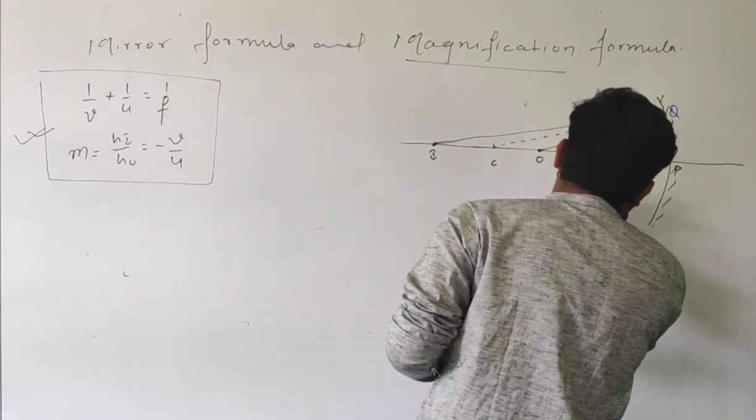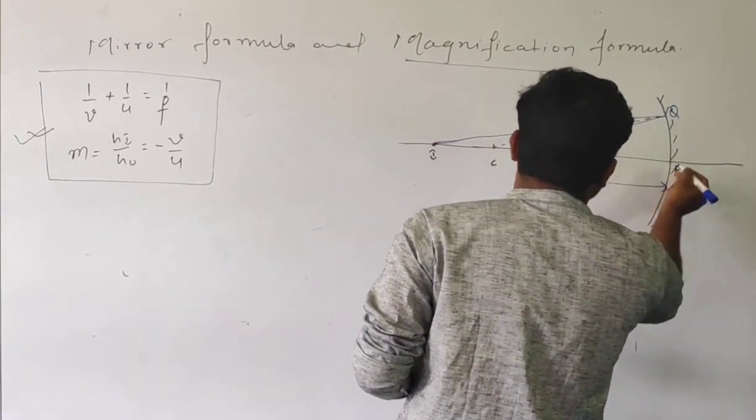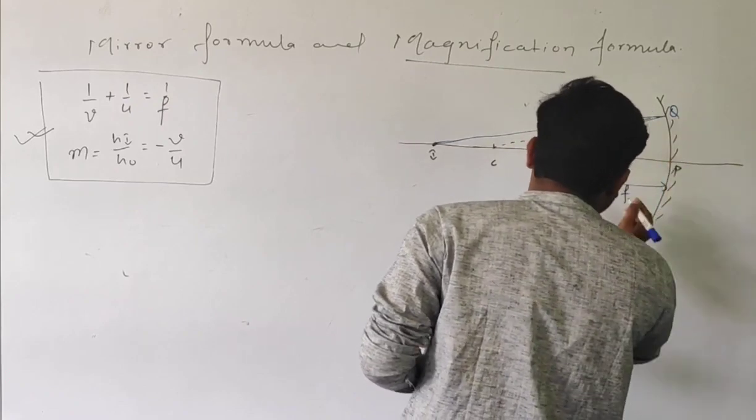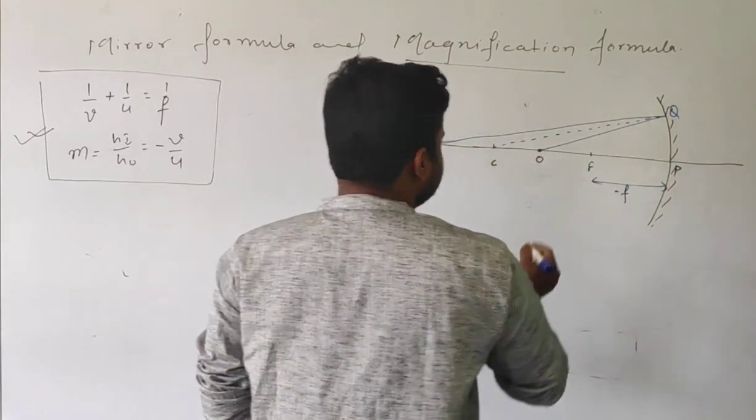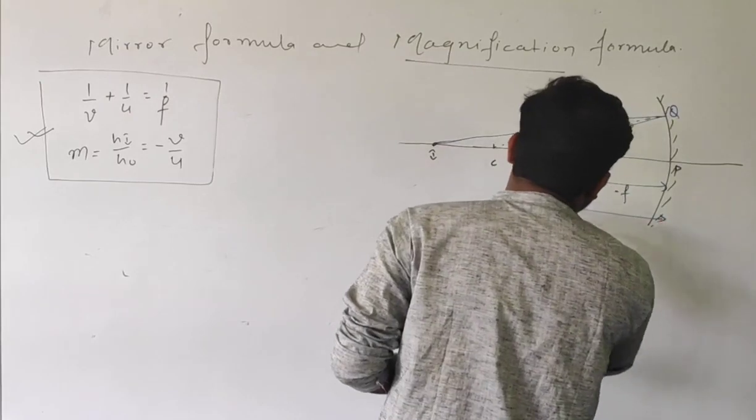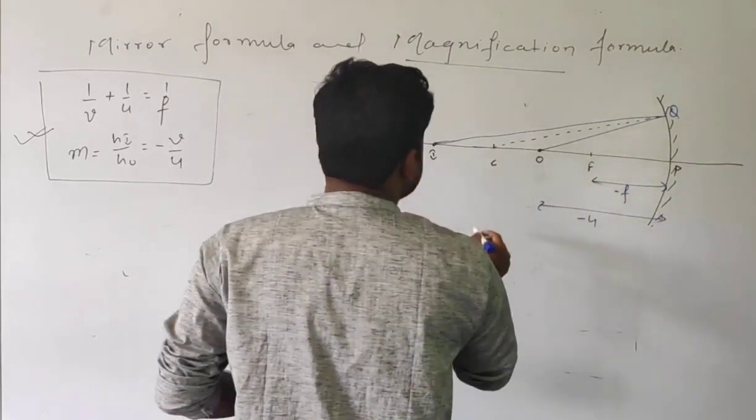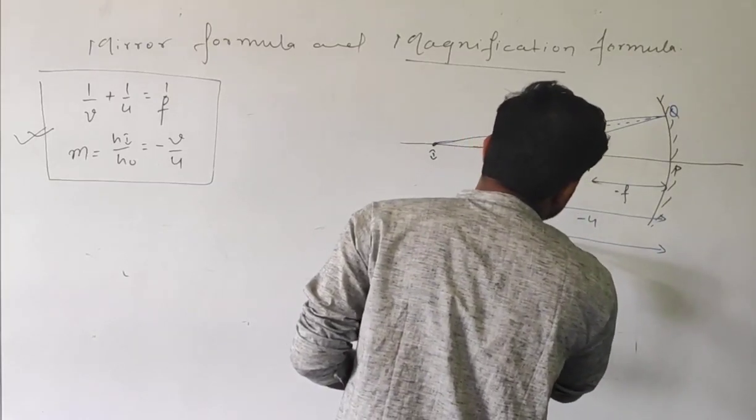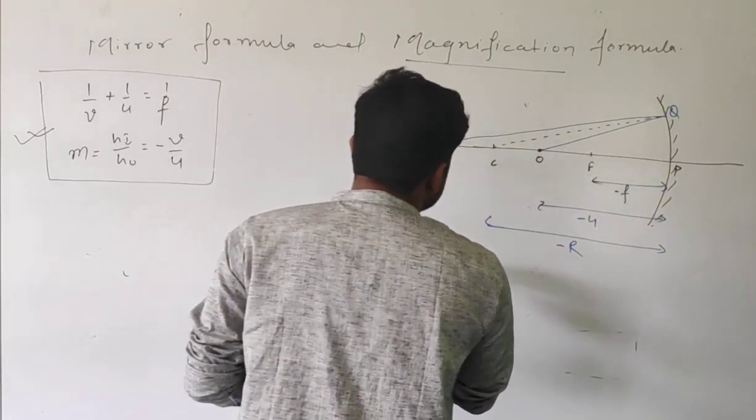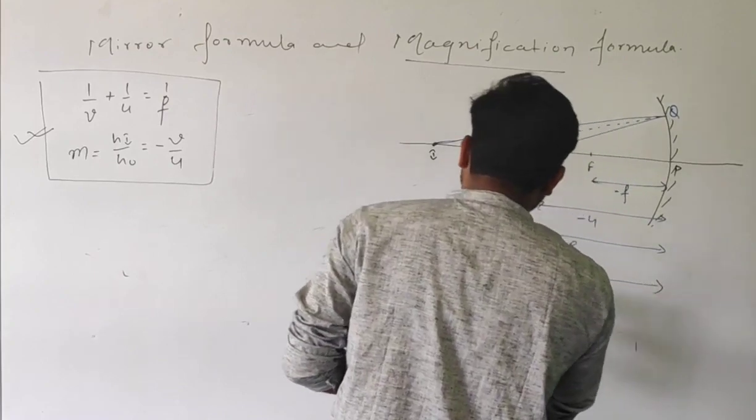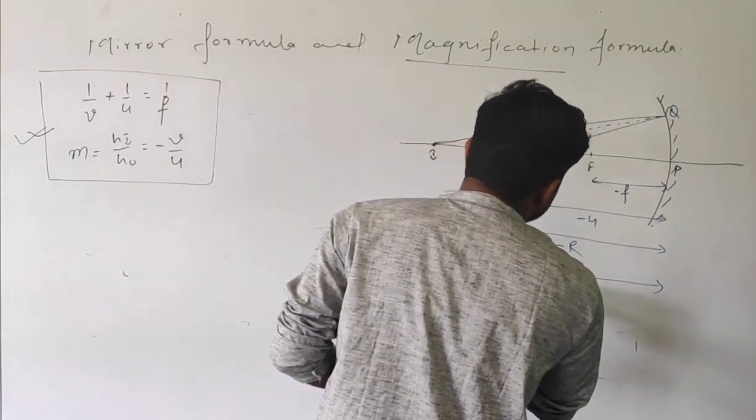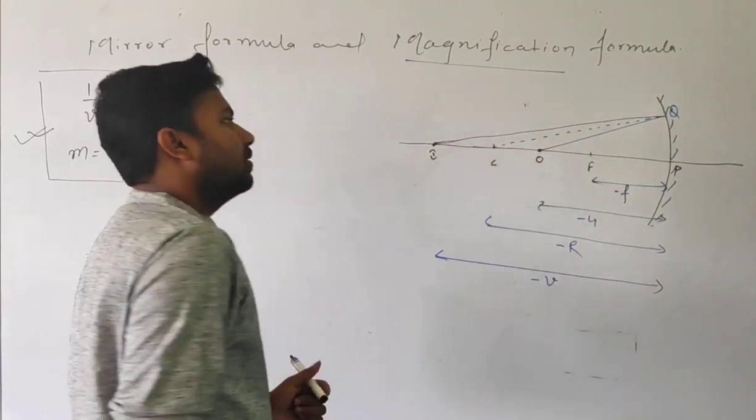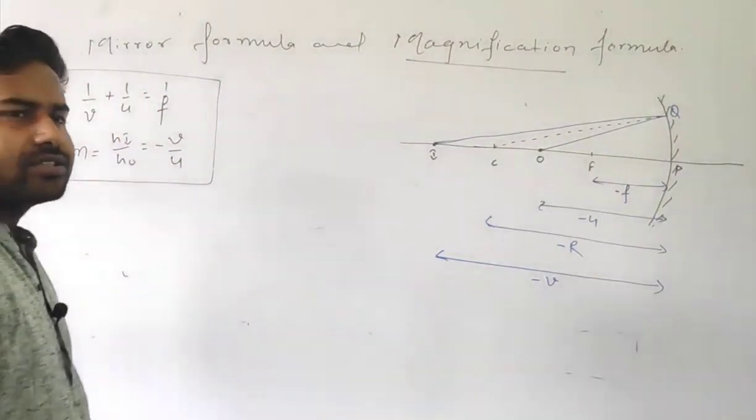Now I am writing the distance between the focus point and pole. Here it's a concave mirror, so minus F. The distance between object and pole is U. The distance between center of curvature and pole is minus R, and the distance between image and pole we can say is minus V. It's just a standard notation, students.